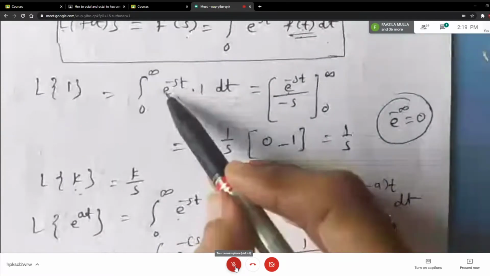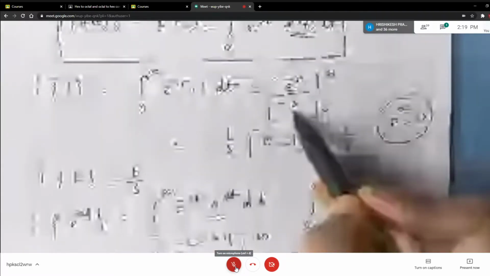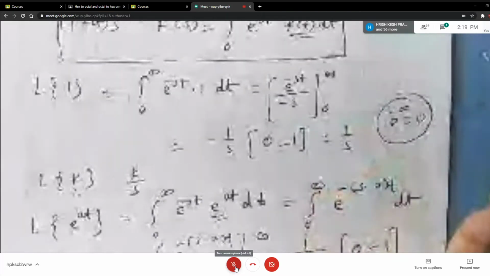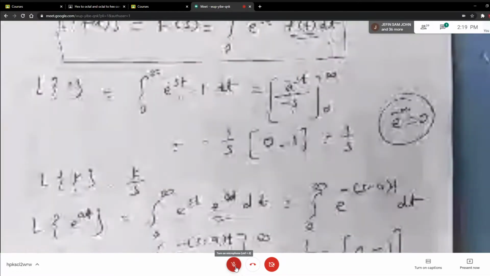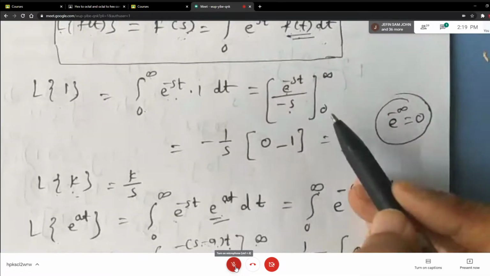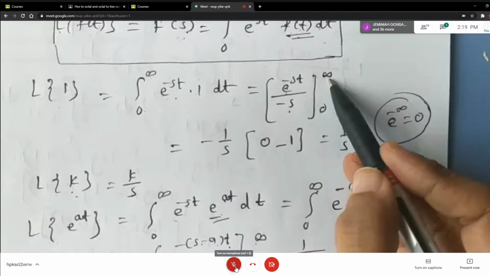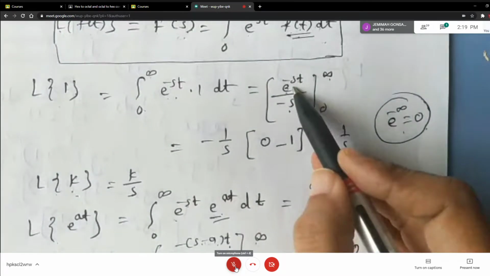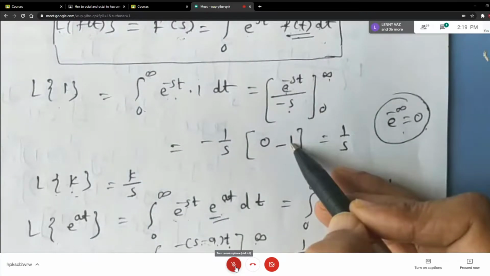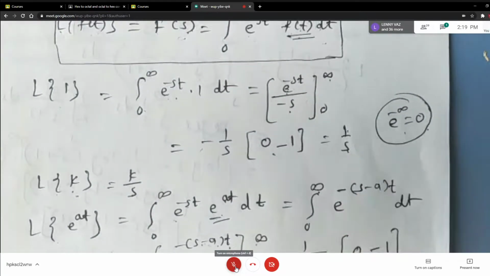What is the integral of e raised to minus st? It is e raised to minus st upon minus s. It is normal integration, there is no new formula in between. Then the limits are from 0 to infinity. Anything raised to minus infinity is 0, anything raised to 0 is 1. Minus minus is plus, so the answer is 1 by s.